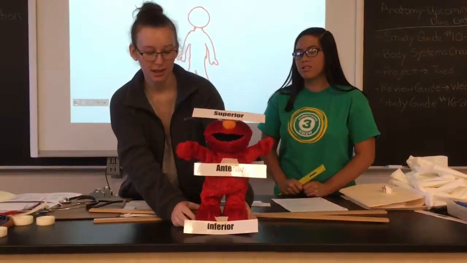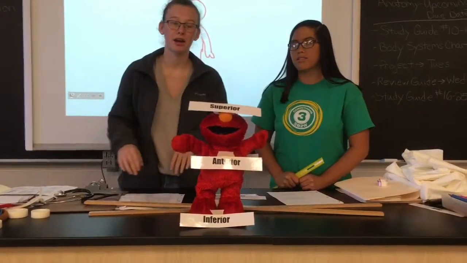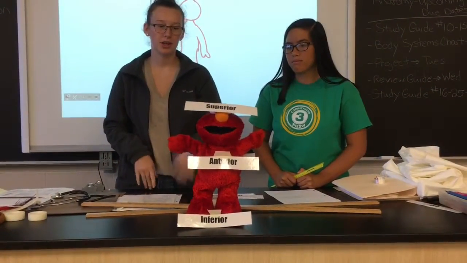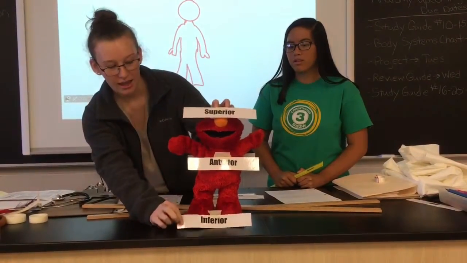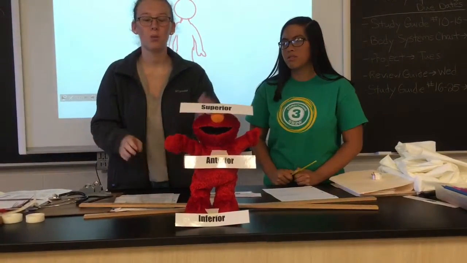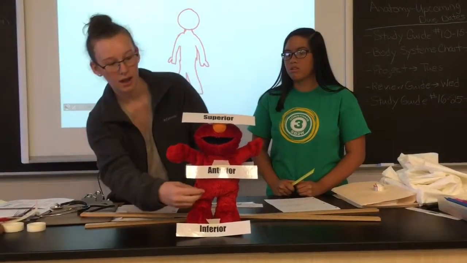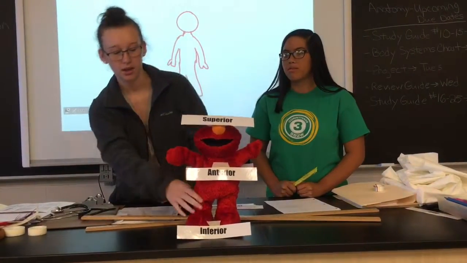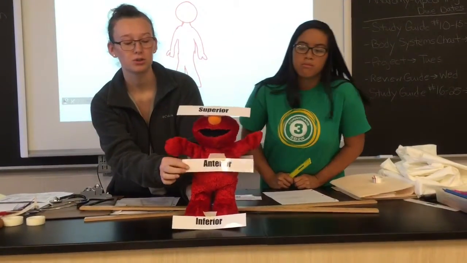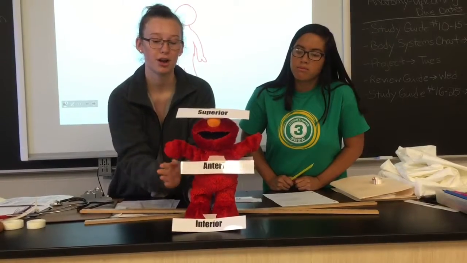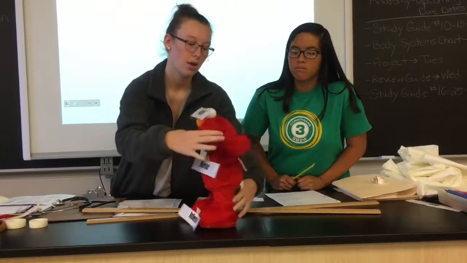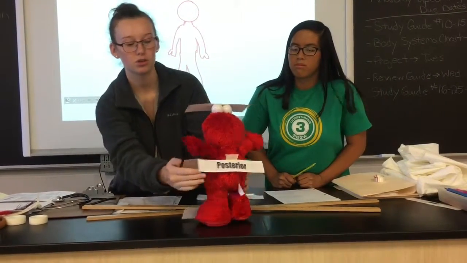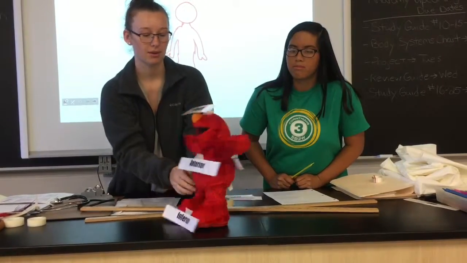Now we have placed some directional terms on Elmo, and I'm going to tell them to you. Inferior refers to being away from the head, while superior means it's towards the head. Here you have anterior, which means it's closer to the front of the body, and posterior means it's closer to the back of the body.